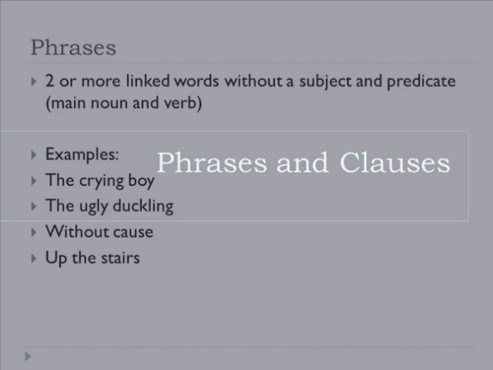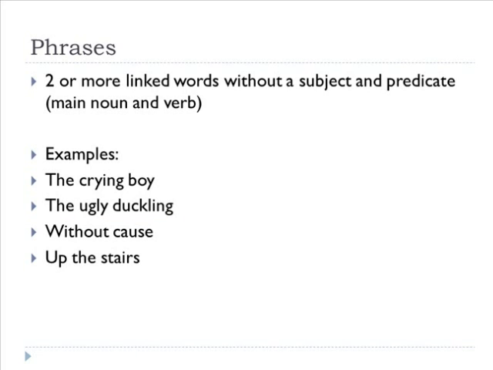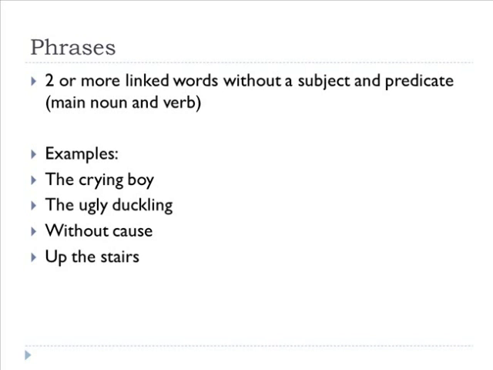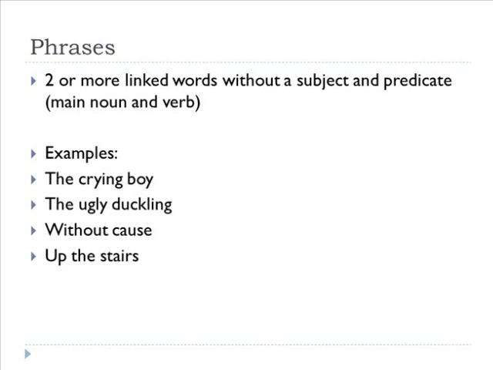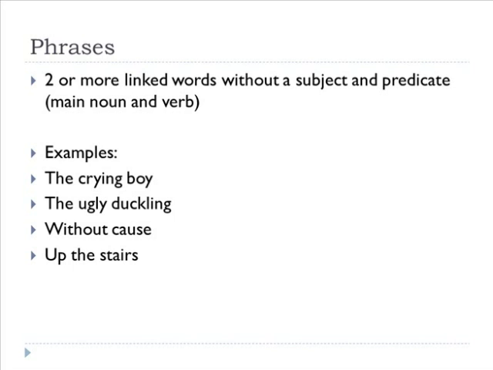I tricked you. Phrases are just 2 or more words that are linked together and don't have both a subject and a predicate. So in other words, we don't have both a noun and a verb that goes with it in a phrase. There's one or the other. Some examples of phrases are the crying boy, the ugly duckling, without cause, up the stairs. All of these, you can kind of see how these words are working together, whether some of them are describing others or they're working to give us a better idea of where or when something is taking place. But it's just simply a group of words that works together.